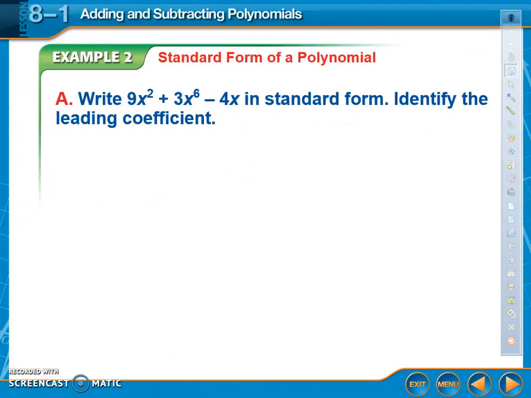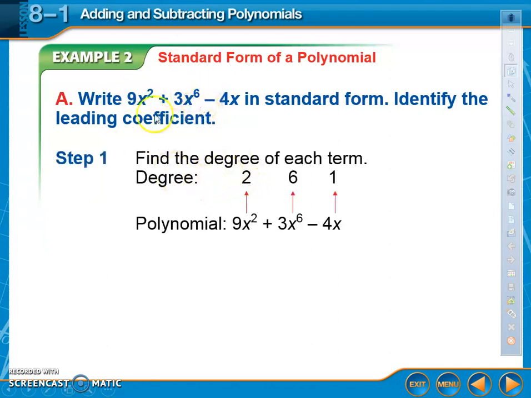Now we're going to talk about how to write this. When we're talking about polynomials, you've got to look at the degree. We've talked about this a little bit in class before, but degree just means the exponents, all right? So right here, 9x squared, that's going to be a degree of 2. It's got it right there. 3x to the 6th, that's a 6th degree. 4x, remember if you can't see one, the 1 is understood right there.